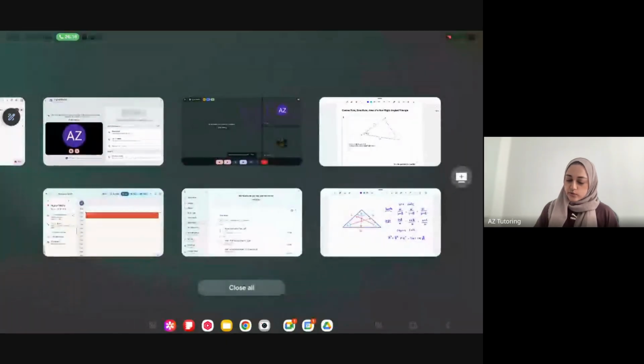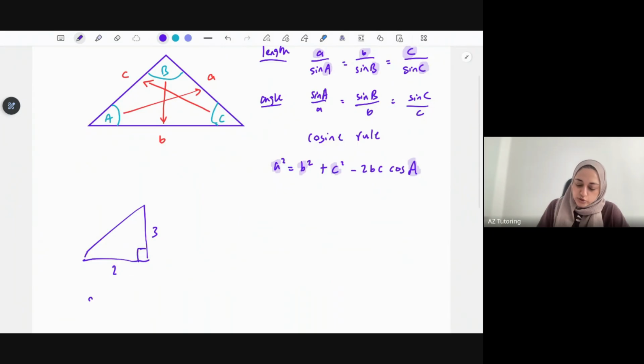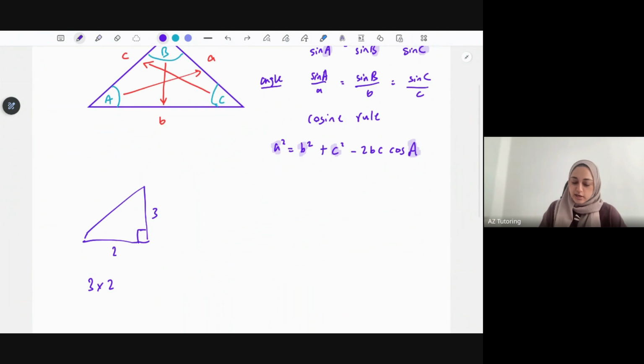Actually, there's one other rule as well. I've not told you how to work out the area of a non-right angle triangle. You're usually used to working out a right angle triangle area. So let's say that's 3 centimeters, that's 2 centimeters. You would just do 3 times 2, and then divide by 2, or times by a half. So we end up getting 6, then 3 centimeters squared. That's how you work it out for right angle triangles.